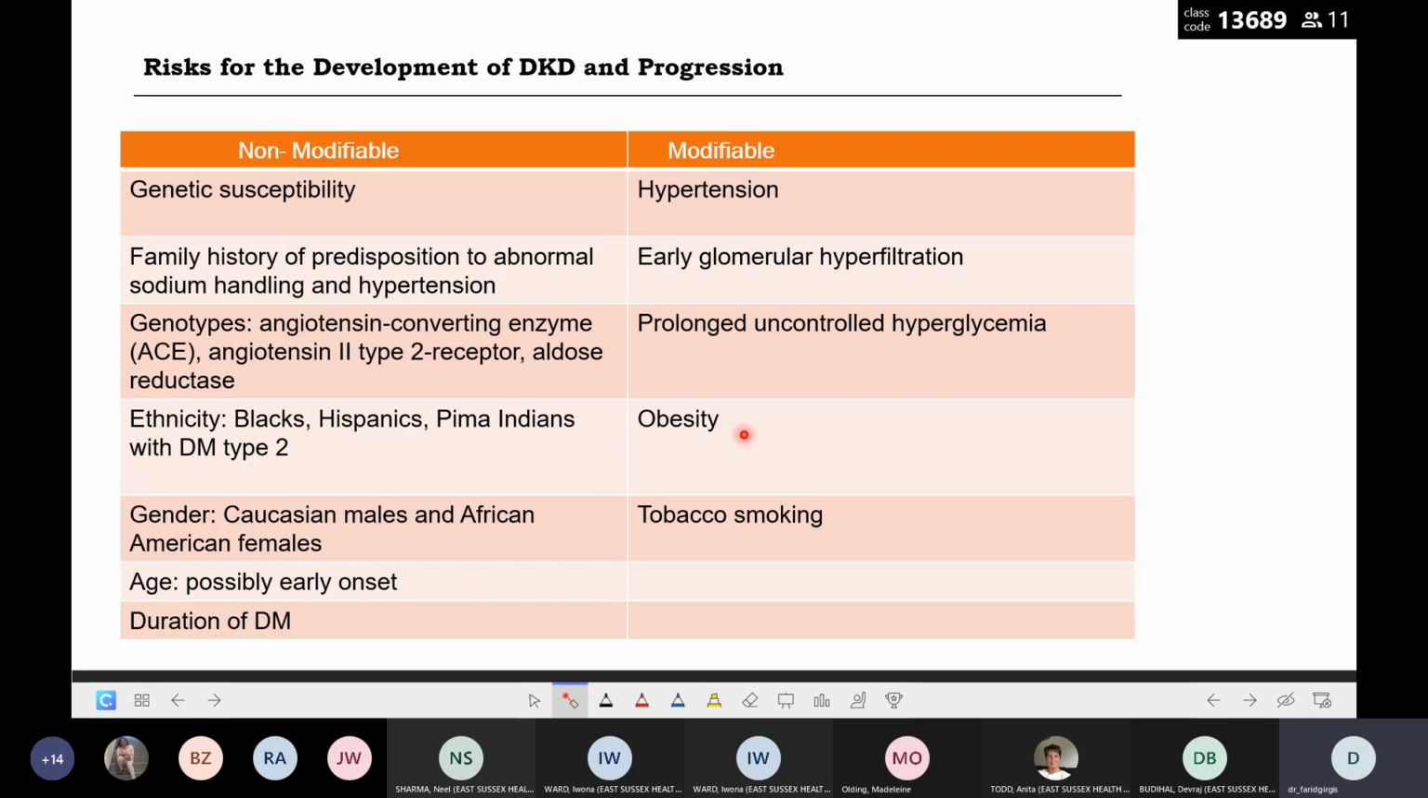Obesity is an important risk factor, as you know, which is modifiable. Tobacco smoking as well is a modifiable risk factor.